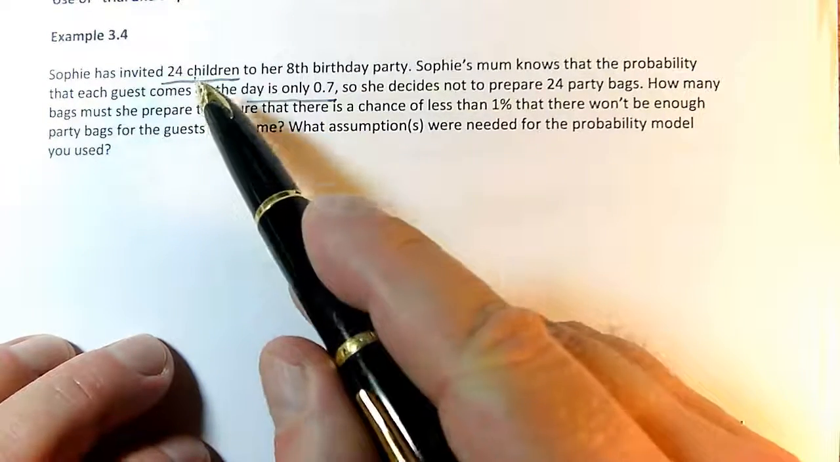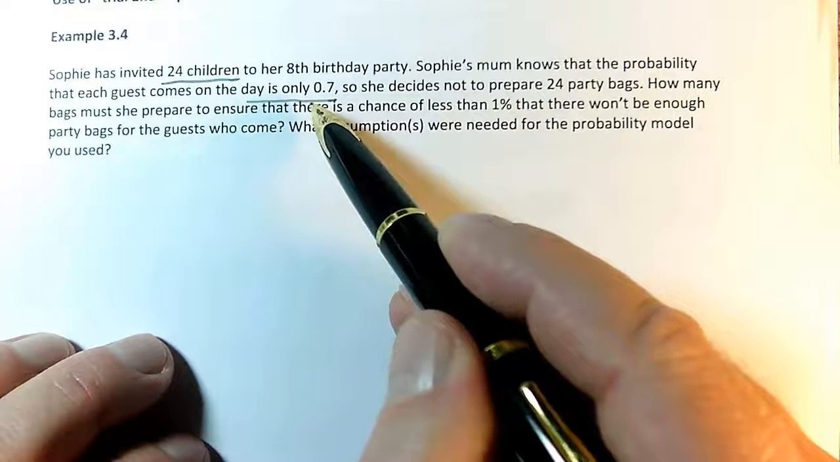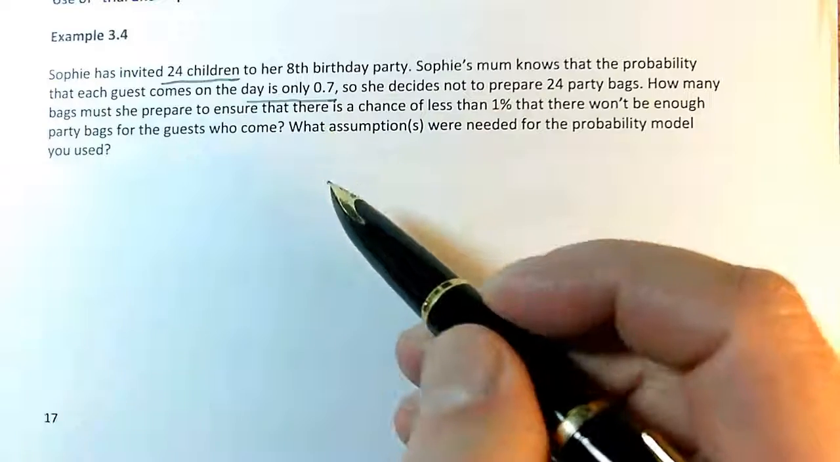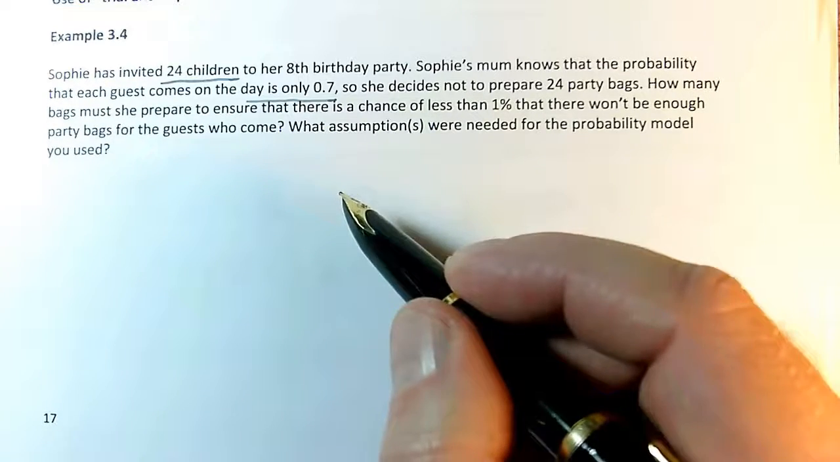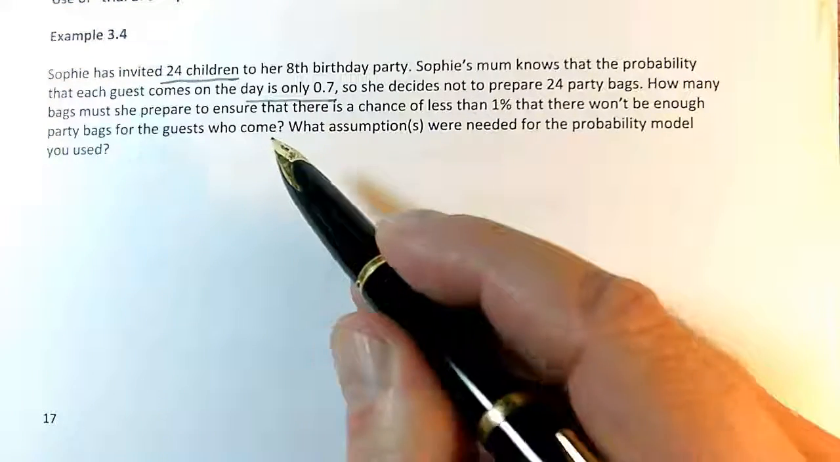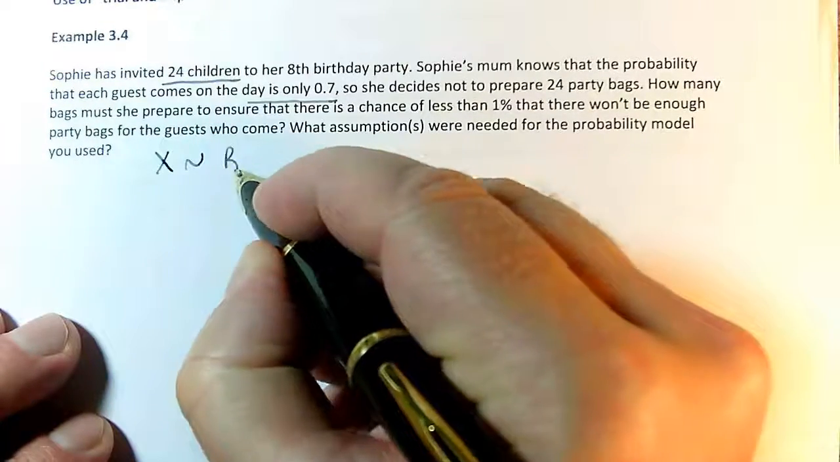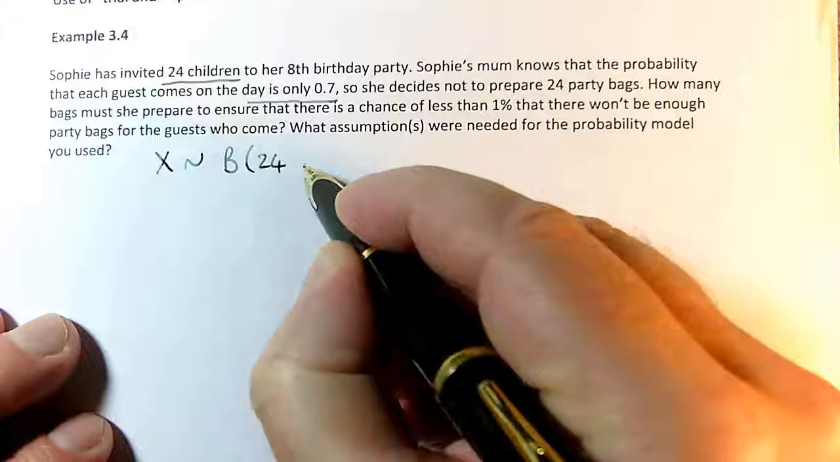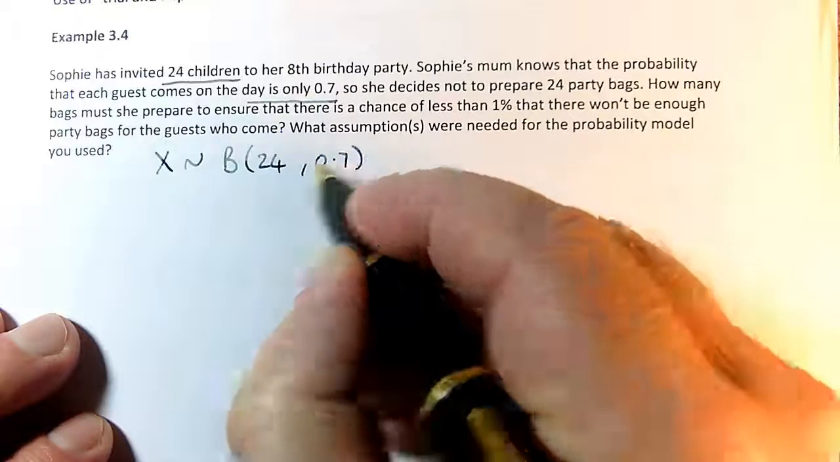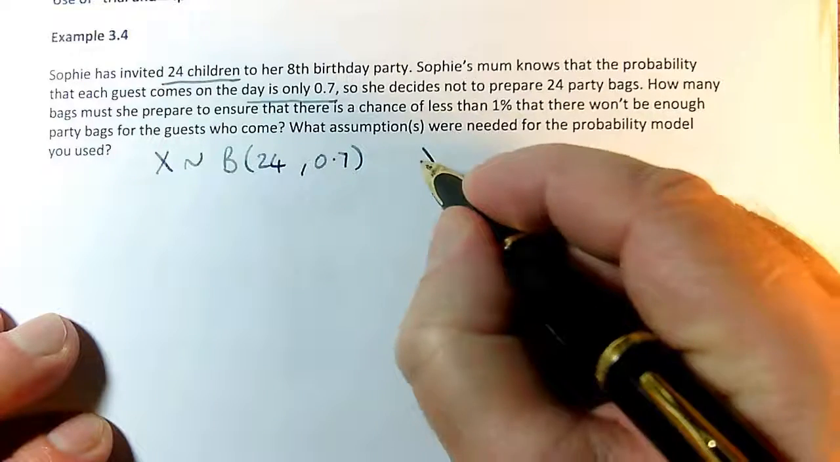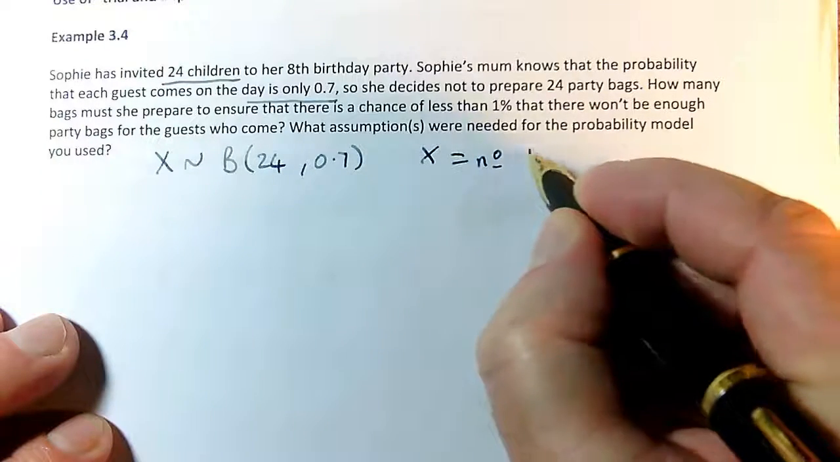Okay. Anyhow, there are 24 children, and each one's got a given chance of turning up. So if I'm counting how many children turn up, then I'm counting the number of successes turning up in 24 trials. So this does look like it's going to be a binomial, with 24 trials and a probability of 0.7. So x must be the count of the number of children who do turn up. So x is the number turning up.